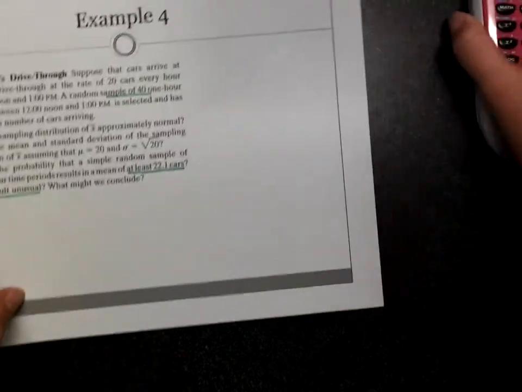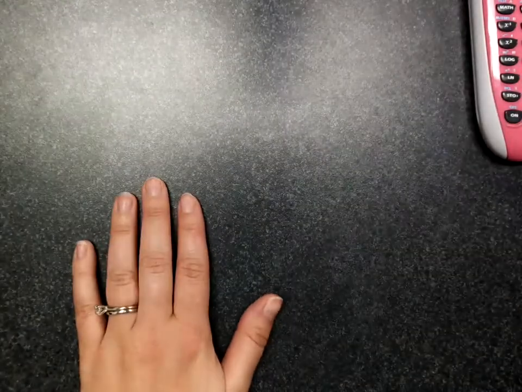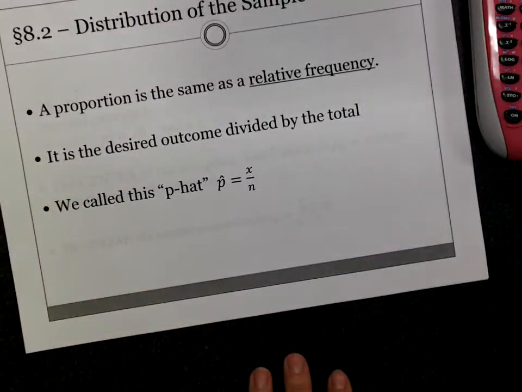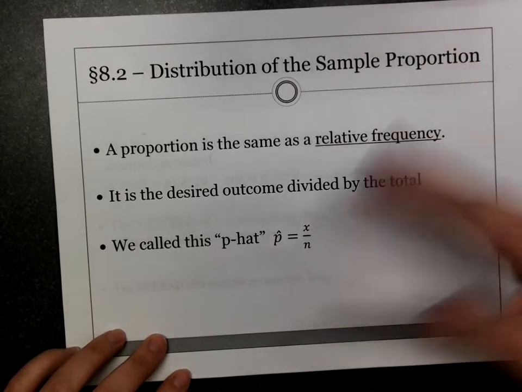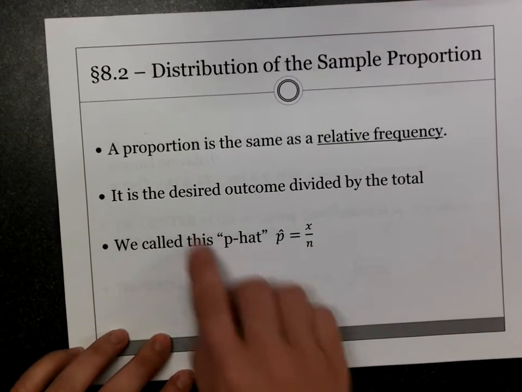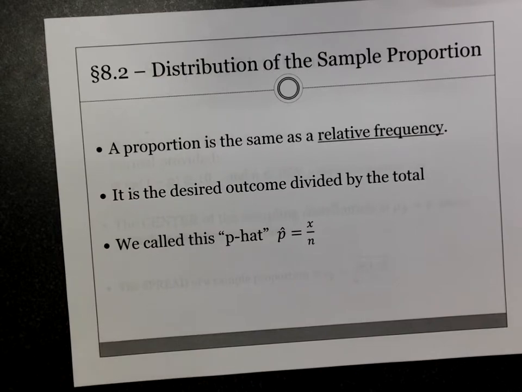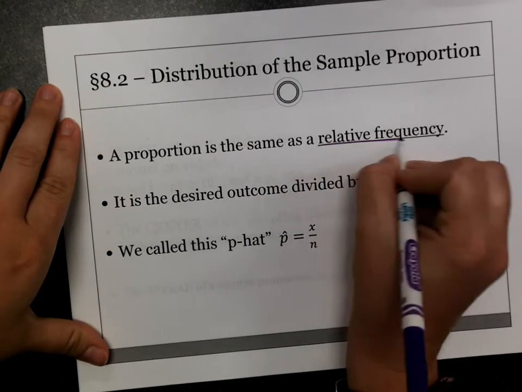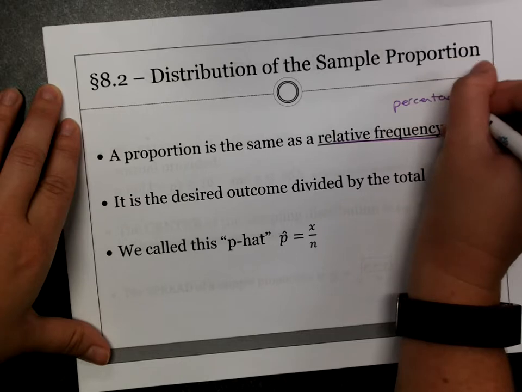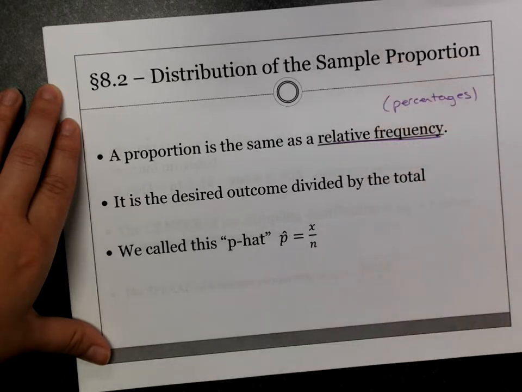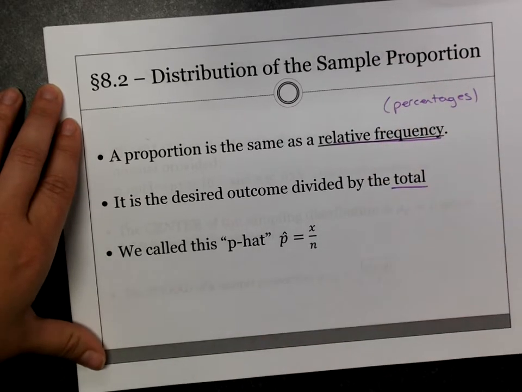Now we're going to get into sampling distributions for what's called a proportion. This will be fairly new. It's a little different, and I'll try to make it as clear as possible. It's just a different type of average. It's just called a proportion instead of a mean. So a proportion is the same thing as a relative frequency. So we're looking at relative frequencies or percentages instead of averages. It is a desired outcome divided by the total in the sample.